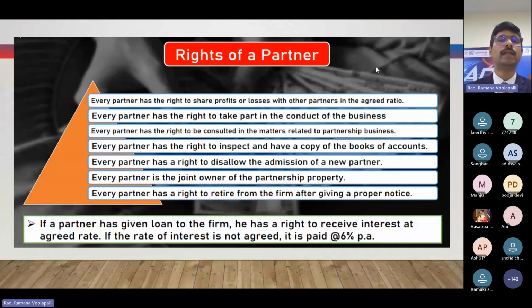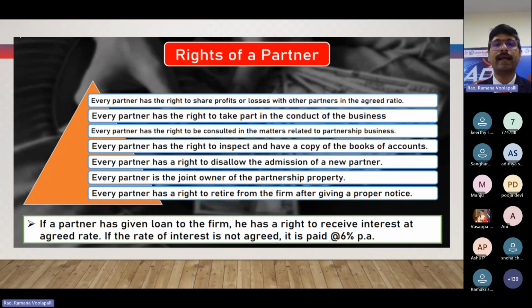So now let us look into the rights of the partner. What are all the rights of the partner? Now we have understood what a partnership is and what its features are. It ultimately says that a partnership is an association of people who have come together for a common cause. Now, what are the rights of the partner?